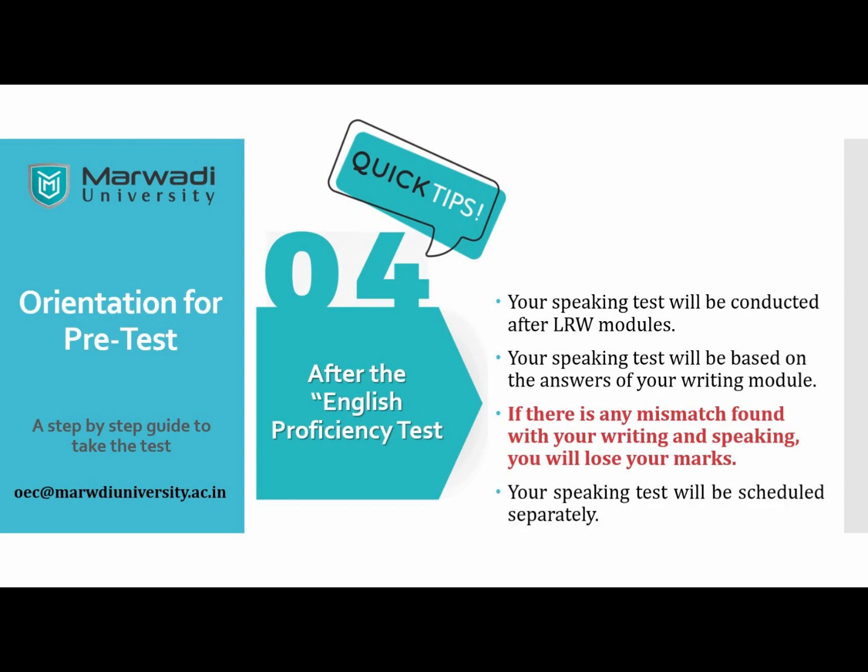As mentioned earlier, your English proficiency test will be conducted in 2 parts. First part will be for LRW modules, that is listening, reading and writing modules. Your speaking test will be conducted after the LRW modules. Your speaking test will be based on the answers of your writing module. That means whatever you have written as answers for the writing module will be the base for your speaking test.